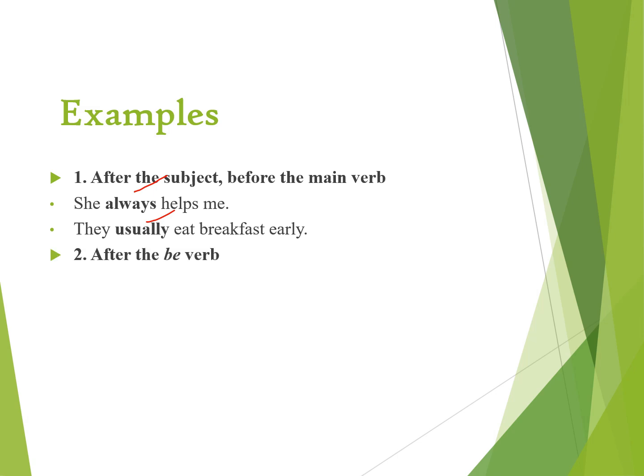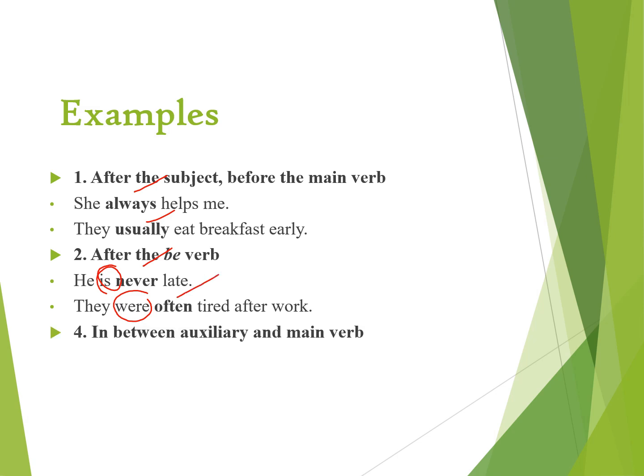After the be verb, after linking verbs: he is never late. They were often tired after work. As I told in my previous video about verbs, linking verbs describe the appearance, the condition or the state. So here, he is never late and they were often tired after work. So after linking verbs, adverbs are used.